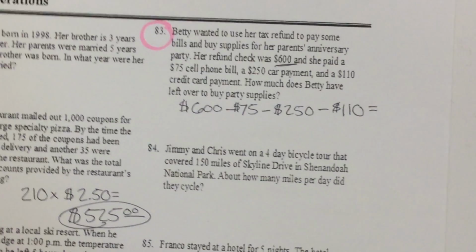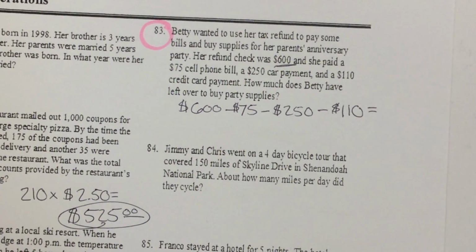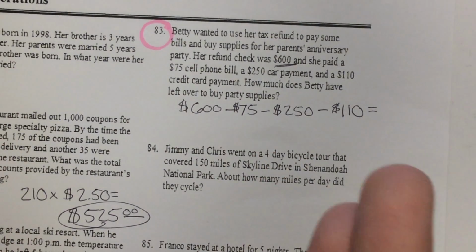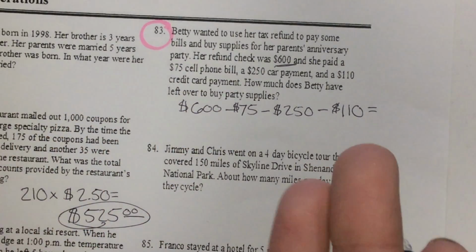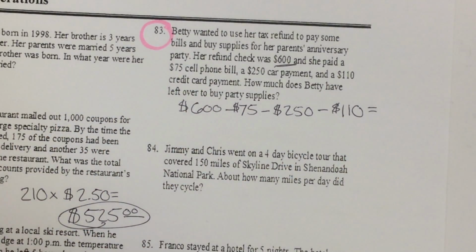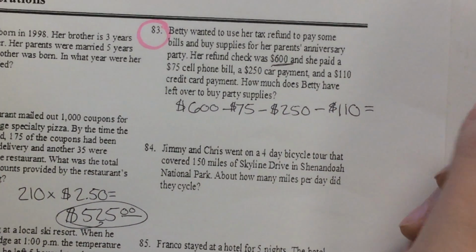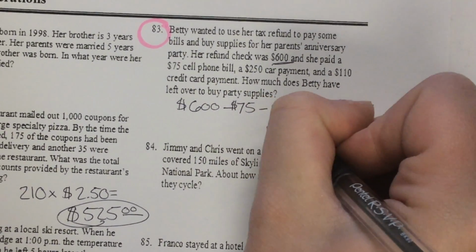Now, a lot of times during math, I get asked questions, when will I ever use this in life? When am I ever going to need math in life? This is a perfect example. No matter what profession you go into when you are an adult and you graduate from high school, it doesn't matter. Everybody pays bills. So this would be a good example of when you're ever going to use algebra or arithmetic in your life, okay? So $600 minus $75 minus $250 minus $110. And she is left over with $165 for party supplies.